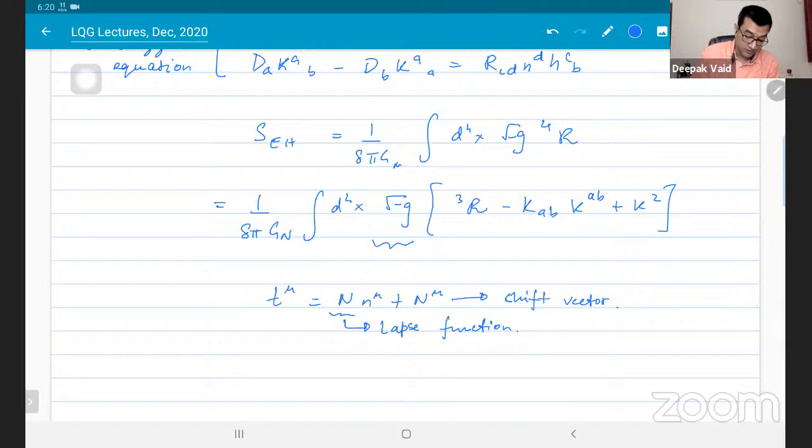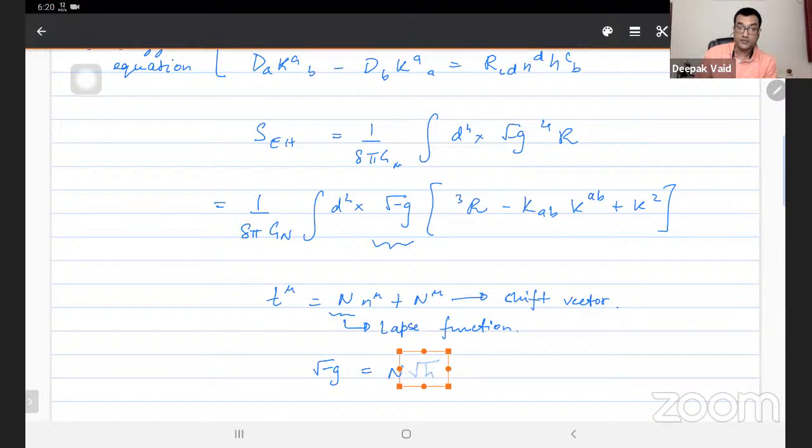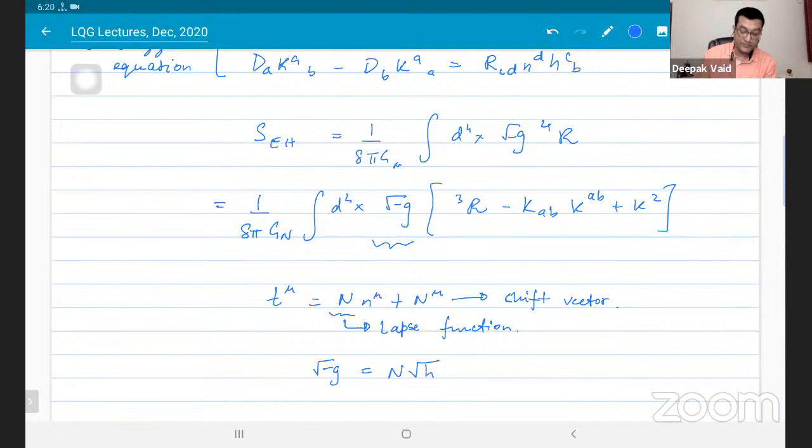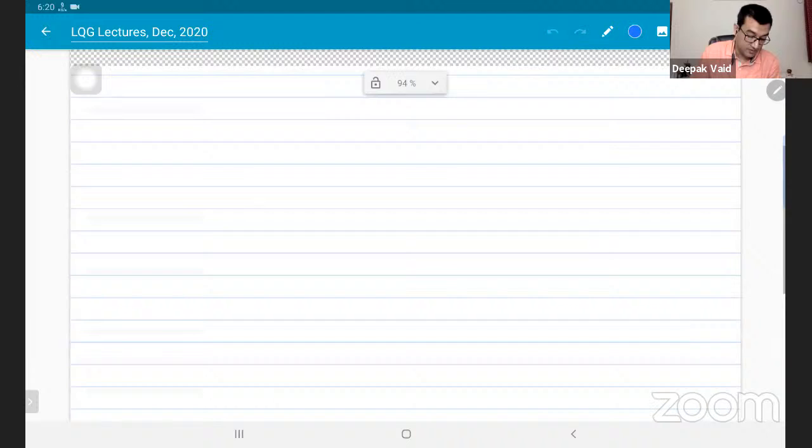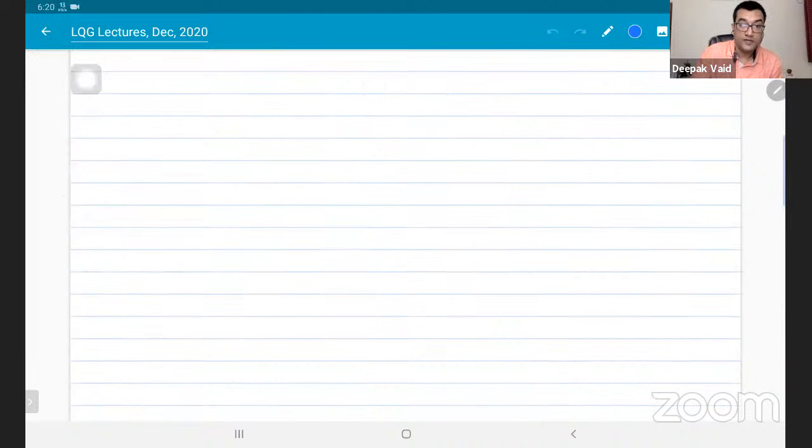Now it turns out that this quantity root of minus g has a nice expression in terms of the volume element, the determinant of the 3-metric, and the lapse function. Okay. So again, the proof of this, well, I don't have it in front of me, so we will leave it as an exercise for you. Okay. All right. So then we can finally write down the Einstein-Hilbert action in terms of these quantities.